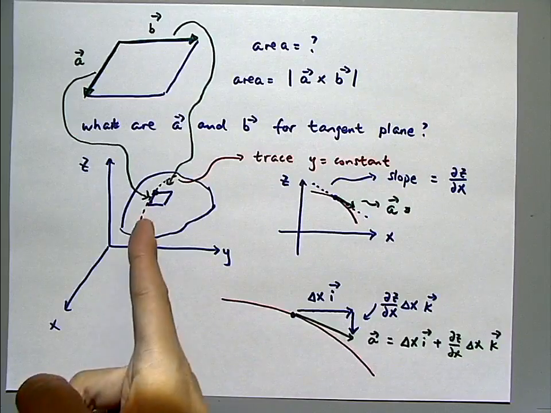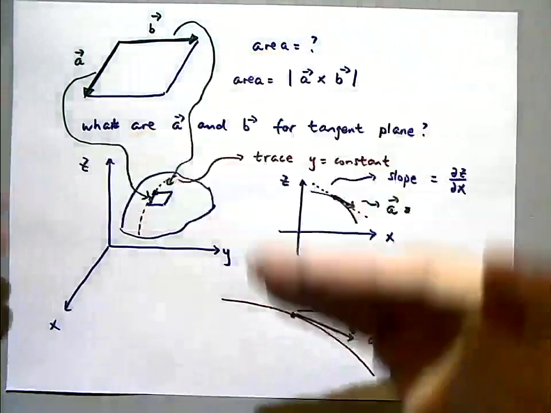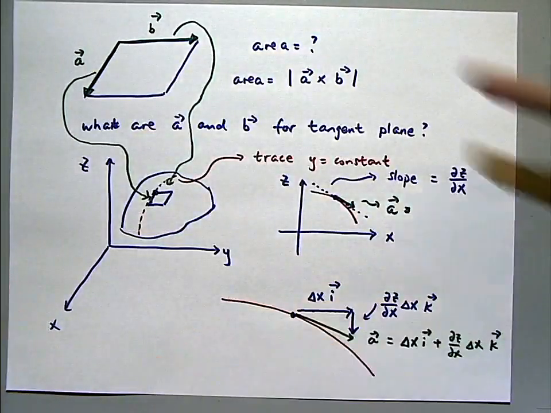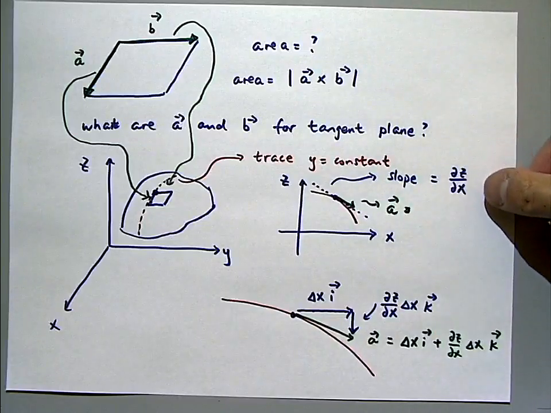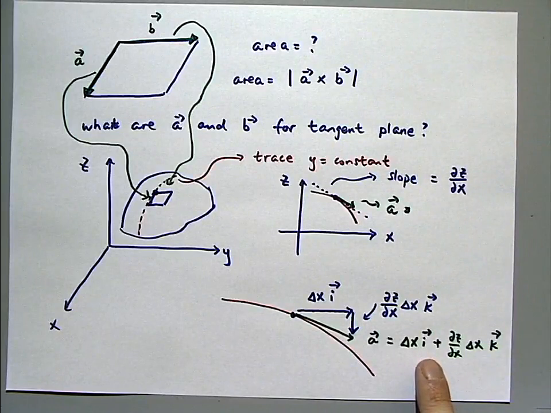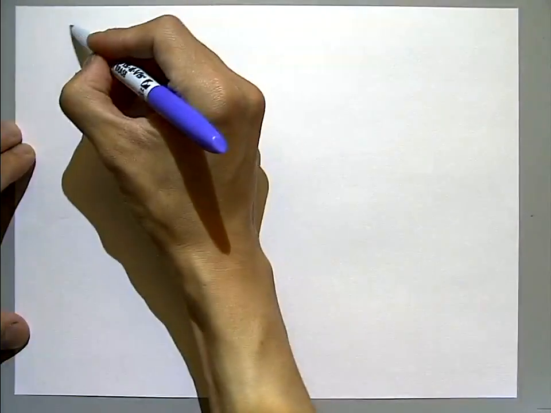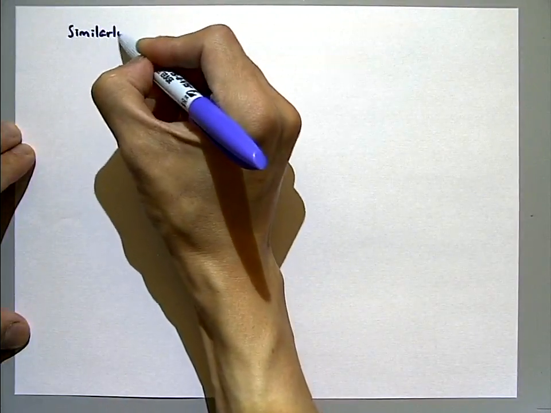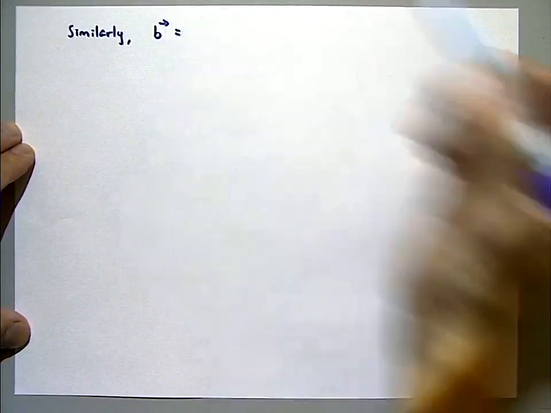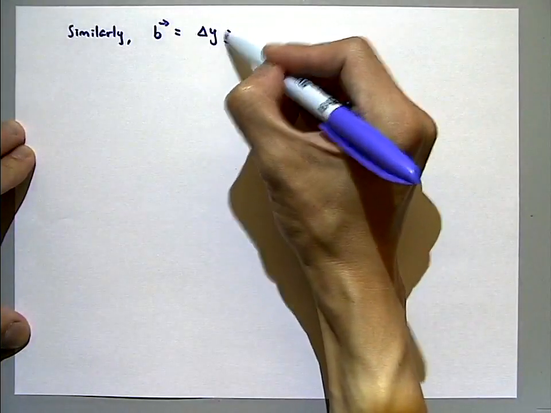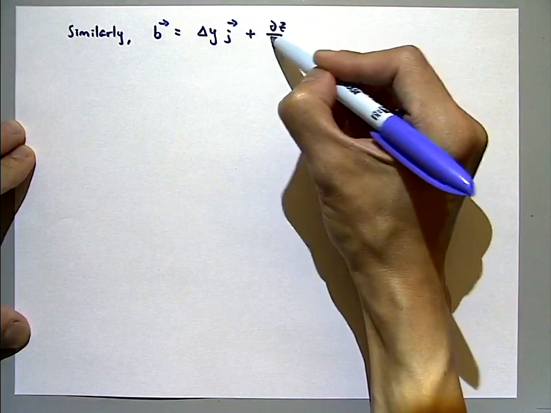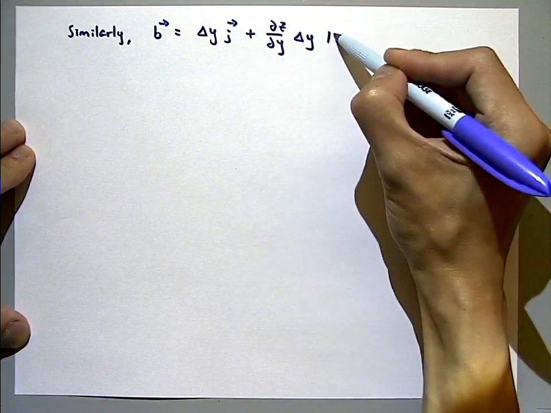Now that we've figured out A, we figure out B exactly the same way. We take a trace, now this time for a constant x, and all of these repeat, except this will be partial z, partial y, and this will be delta y j instead of delta x i. So we'll skip the details there. Similarly, the vector B becomes delta y j plus partial z, partial y, delta y k.